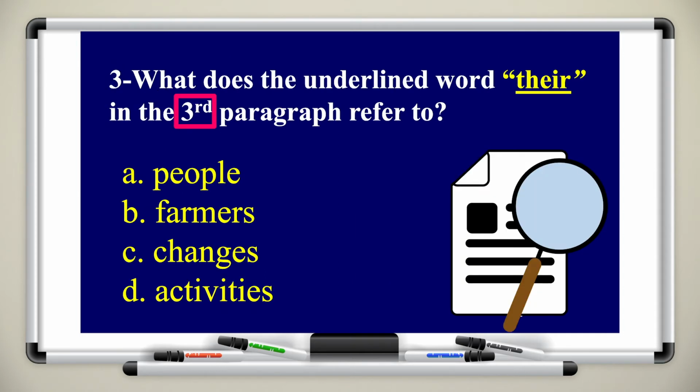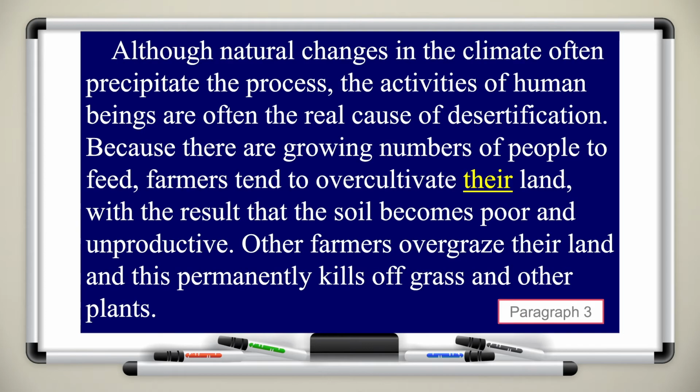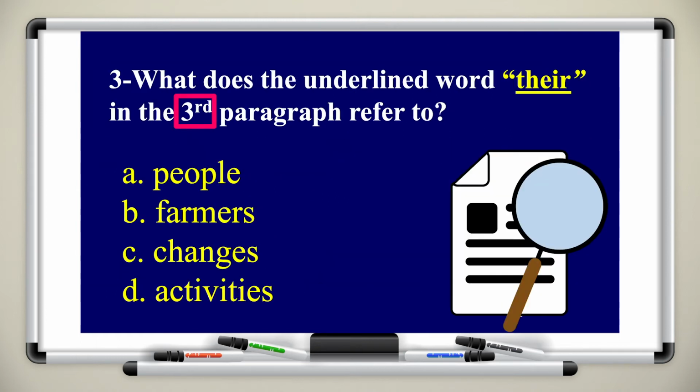Now, what does the underlined word there in the third paragraph refer to? Remember, when we have word reference, we go back to the paragraph and read the whole sentence, or maybe a sentence before. Here, we can see there is underlined in yellow. Because there are growing numbers of people to feed, farmers tend to over-cultivate their land. Let's see, is it people, farmers, changes, or the activities? There refers to the farmers.